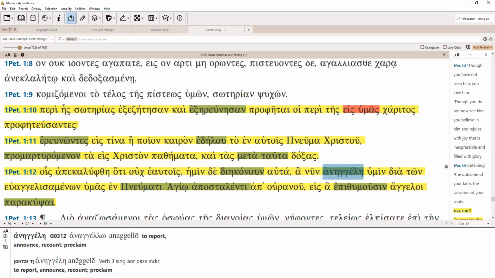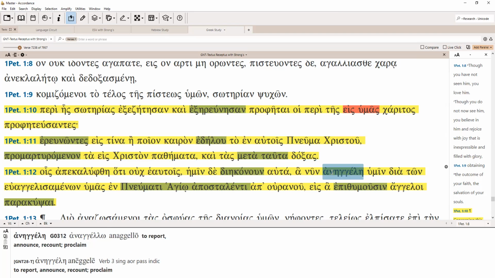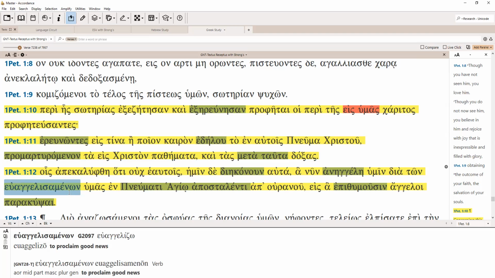Here we find something funny going on, because ha is a plural neuter, but oftentimes plural neuter nouns can take a third person singular verb. They can act as if they're third person singular. So that's why they use anengele here. And then humin, to you, dia ton euangelisamenon, the good news, or to proclaim the good news.